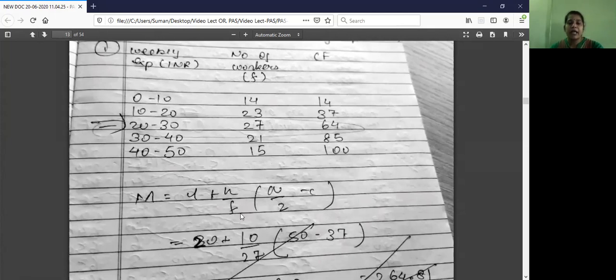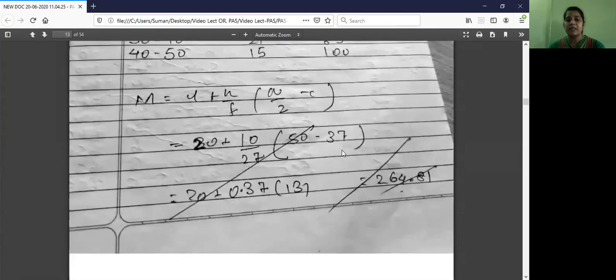Next, f. F means what? The frequency of the median class. See here, the frequency of the median class is 27. Then we write 27, and n by 2 means 50. And what is the value of C? The value of C is the previous value in the CF column, according to our median class. What is the previous value? The previous value is 37. So put all these values and we get the final answer, 24.814.